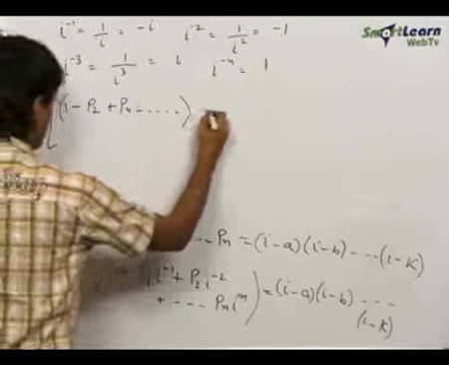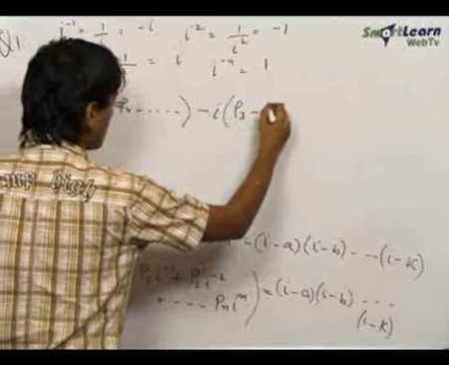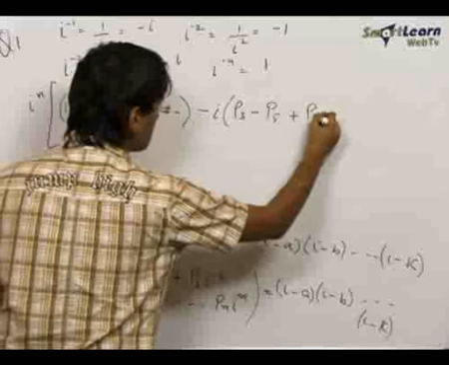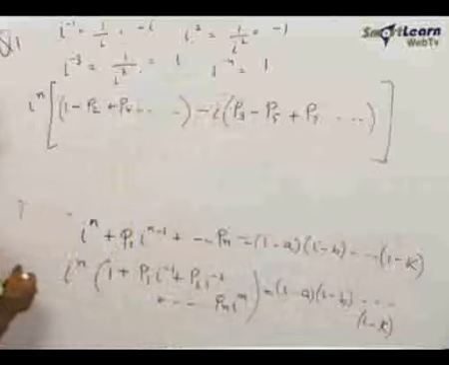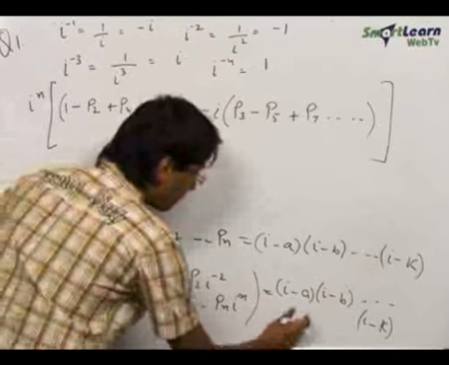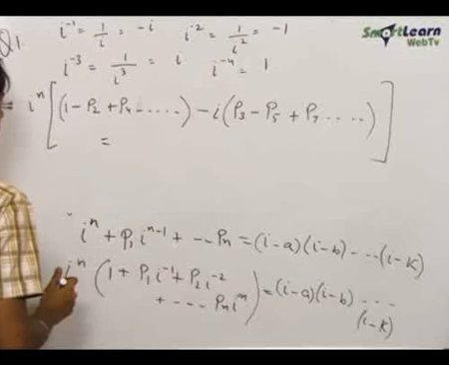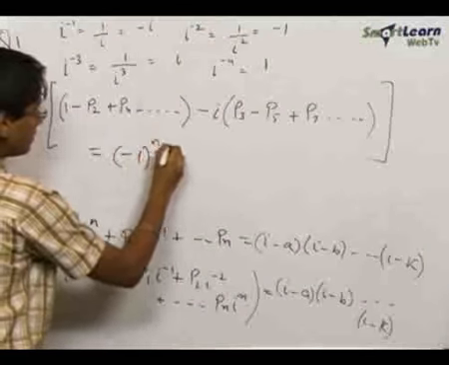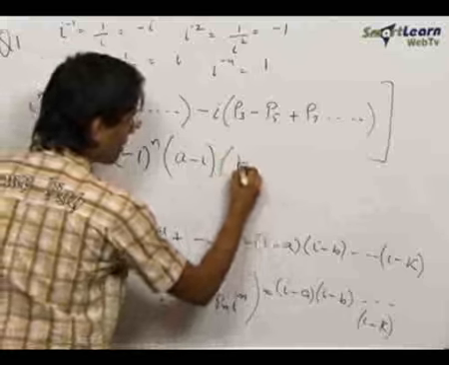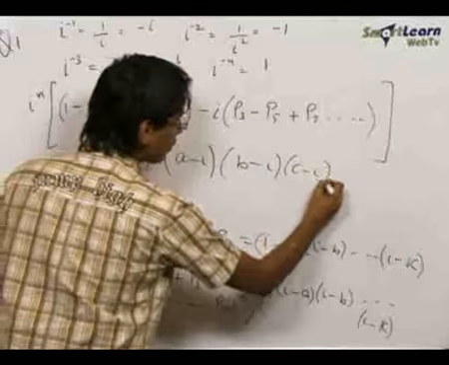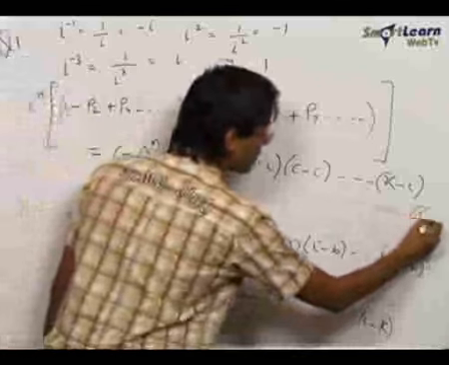Similarly, we have the imaginary part as minus iota times (p3 minus p5 plus p7), and on taking minus 1 common from each of these brackets, we'll get minus 1 power n. This becomes (a minus iota)(b minus iota)(c minus iota) up till (k minus iota). This we take as the first expression.